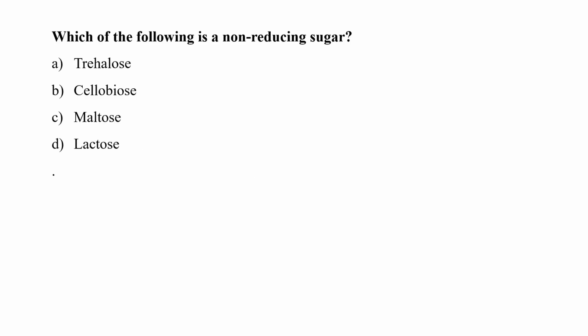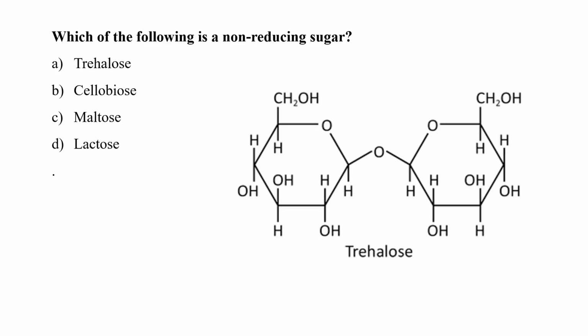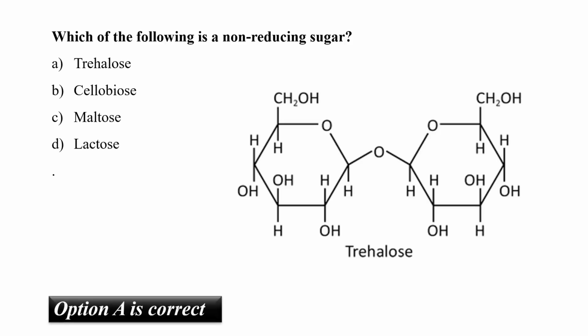Which of the following is a non-reducing sugar? Trehalose, cellobiose, maltose, or lactose? If you can see in the figure, trehalose is a non-reducing disaccharide because here the two D-glucose units are linked through their anomeric positions to one another. Remember, any monosaccharide which does not have a free anomeric hydroxyl group would never be a reducing sugar. So here option A is the correct answer. Trehalose is an example of a non-reducing sugar.